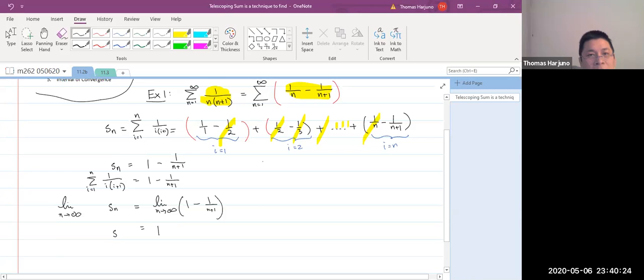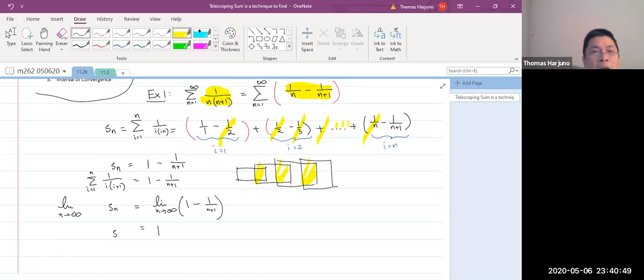Okay, now the technique is actually, you see that what I have in the first term is being canceled, part of that being canceled by the second term, and the second part of the second term being canceled by the third term, and so on and so forth. So this cancels, this gets canceled, this gets canceled, this gets canceled. So in the end, I only have the first term and the last term.